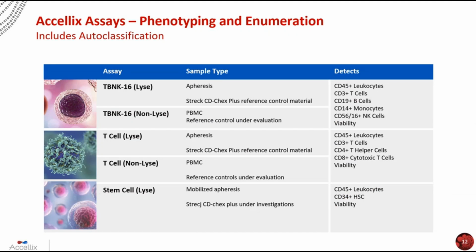Today, we have Axelis assays for phenotyping and enumeration: TBNK16 lysis, TBNK16 no lysis, T cell lysis, T cell no lysis, and stem cell lysis. And we have here the populations that are detected and the sample types that we have tested so far. The most important ones in the context of cell therapy and cell collection are apheresis for TBNK lysis, PBMCs for no lysis, apheresis for T cell lysis, PBMCs, and also mobilized apheresis in the case of the stem cells.